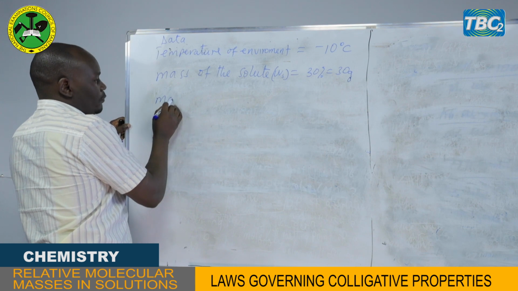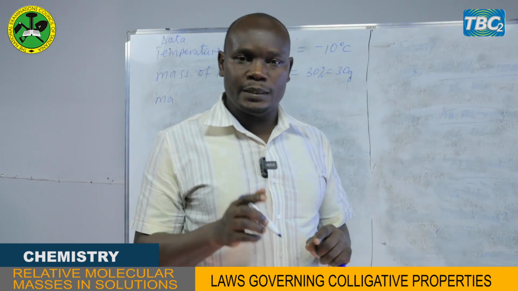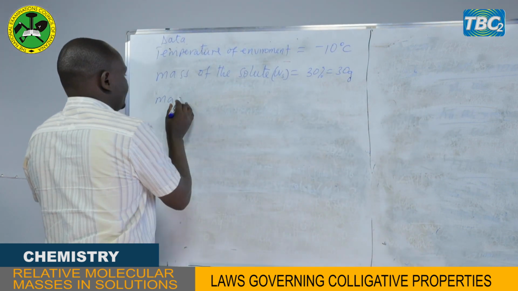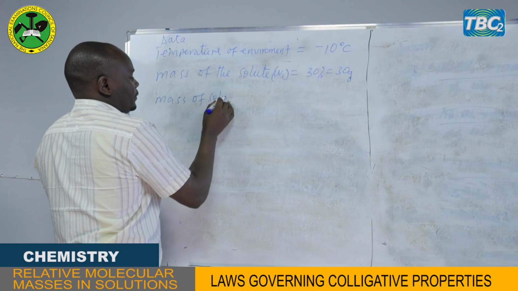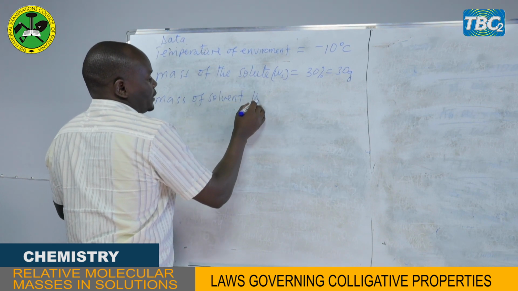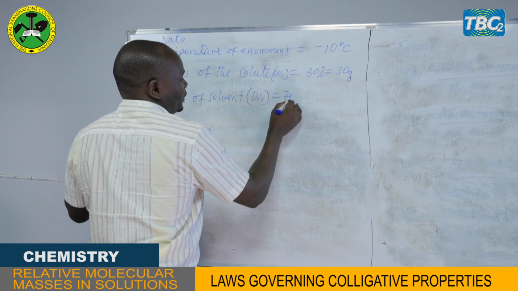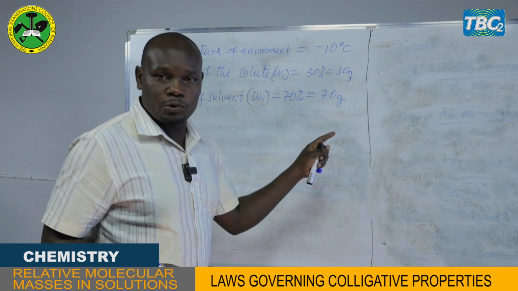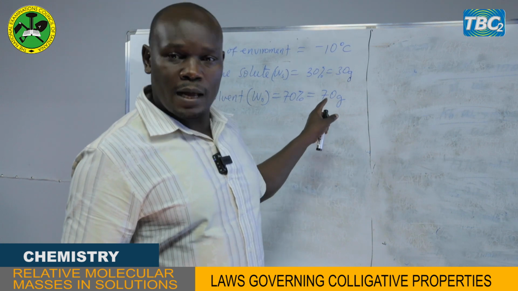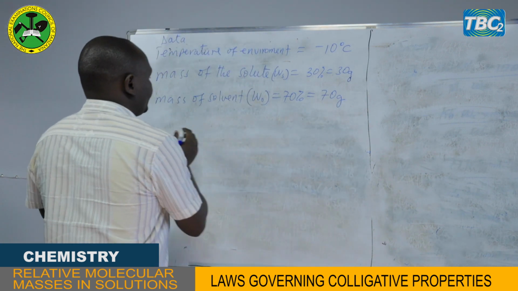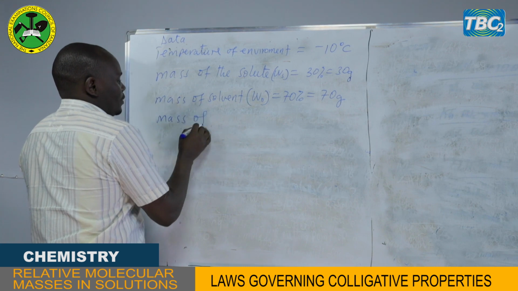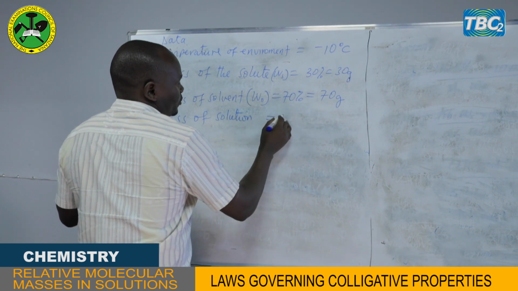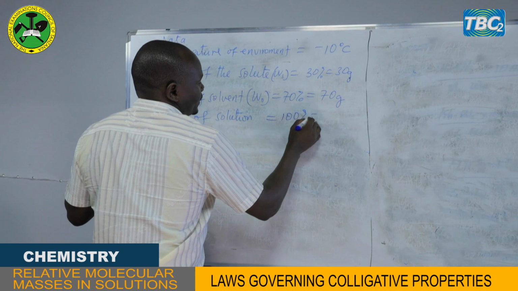If the mass of the solute is 30%, it means that the mass of the solvent will be 70%. So the mass of solvent, which is W naught, will be equal to 70%, that is equivalent to 70 grams. So the mass of the solution now will be the total, which is 100%. So the mass of solution is equal to 100%, which is equal to 100 gram.